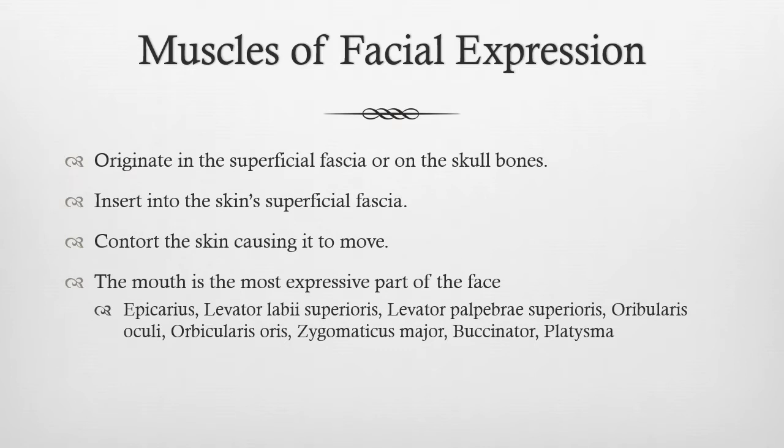So, muscles of facial expression. These are the ones that obviously allow us to make different facial expressions. And this is going to have an origin on the skull bones themselves, typically the facial bones. Their insertion is going to be into the skin itself. They're going to go into the superficial fascia so that they can move the skin rather than move bone.